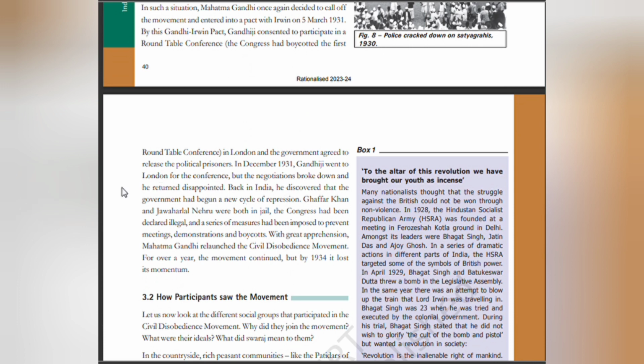Back in India, he discovered that the government had begun a new cycle of repression. Ghaffar Khan and Jawaharlal Nehru were both in jail. Congress had been declared illegal. A series of measures had been imposed to prevent meetings, demonstrations, and boycotts. With great apprehension, Mahatma Gandhi relaunched the civil disobedience movement. For over a year the movement continued, but by 1934 it lost its momentum.